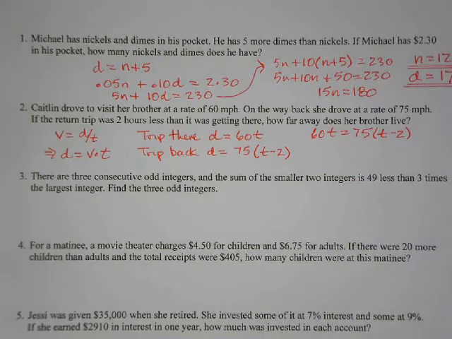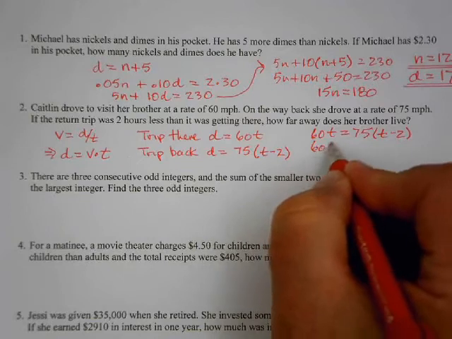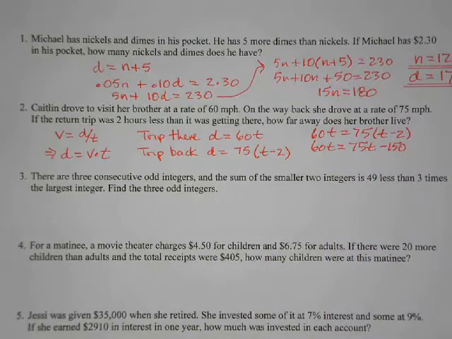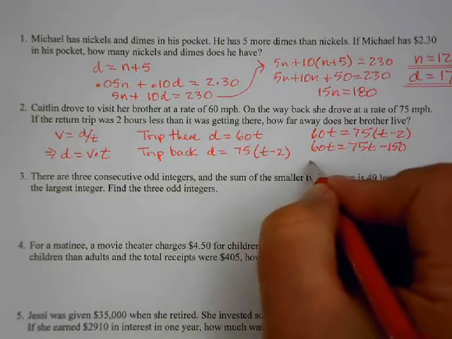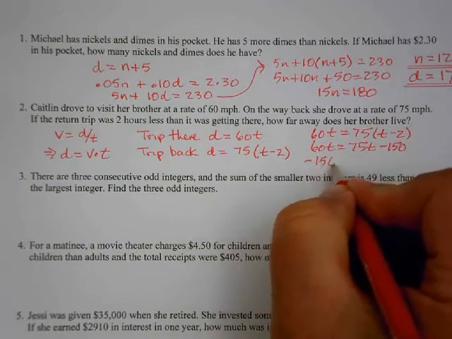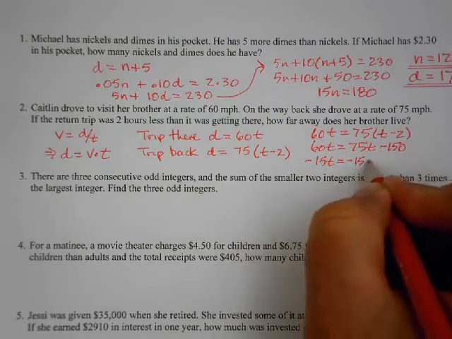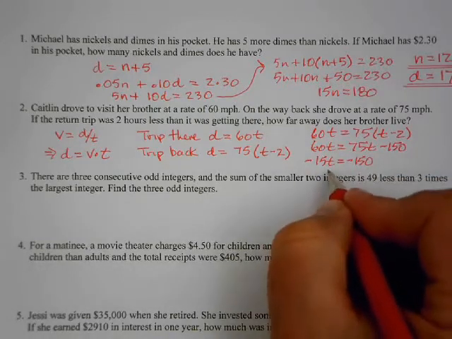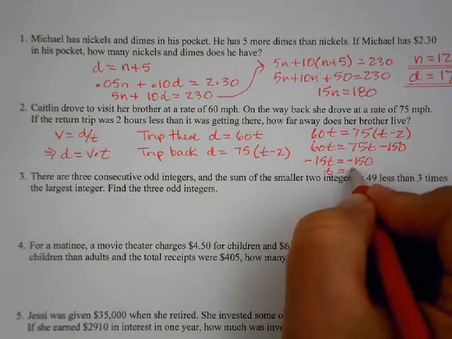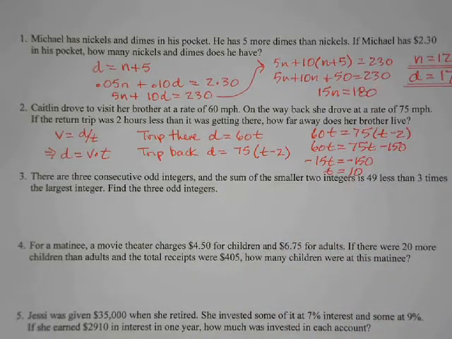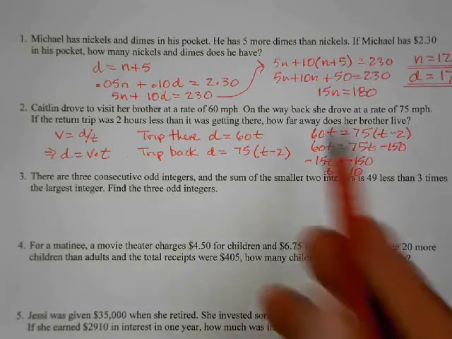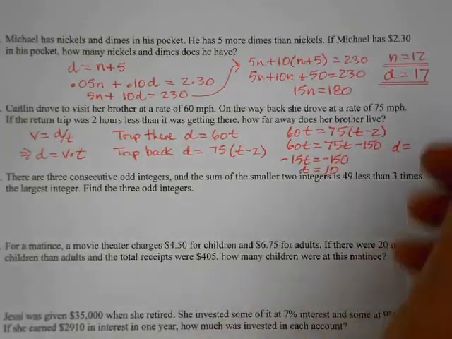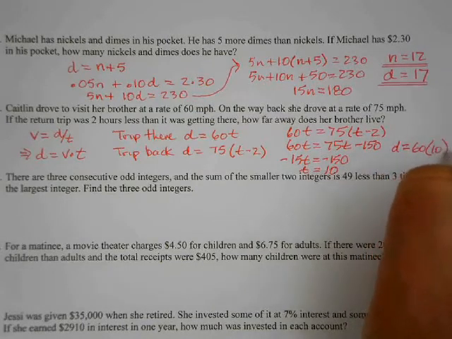First, get rid of the parentheses. 60t equals 75t minus 150. Do a little rearranging. Minus 15t equals minus 150. Subtracted 75t from both sides. Divide both sides by the negative 15, and t will equal 10. So now I've solved my equation, but again, this is not what the problem wanted. They don't want to know how many hours. They wanted to know how far away. So I could simply go, all right, my d is 60 miles per hour times my 10 hours, and d is 600 miles.